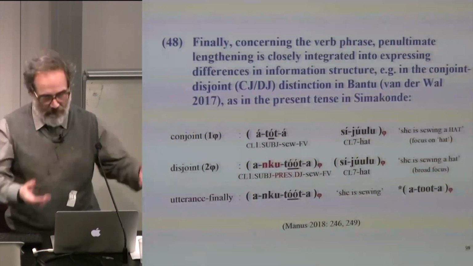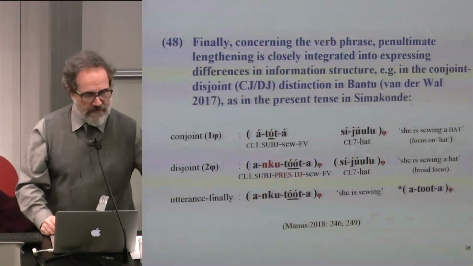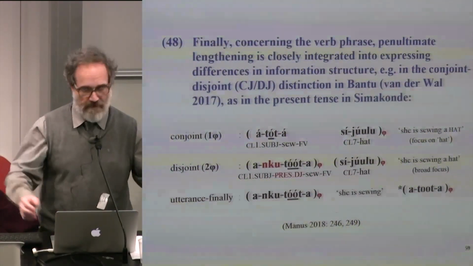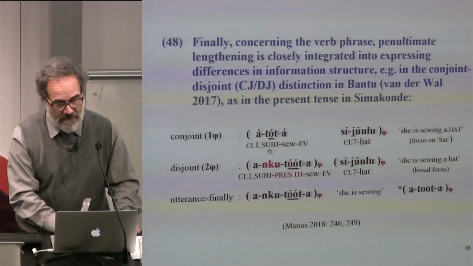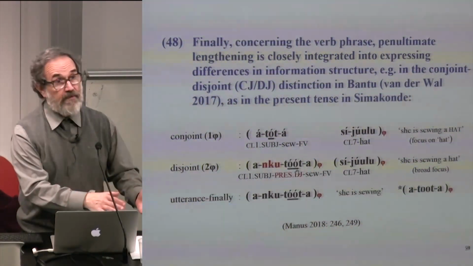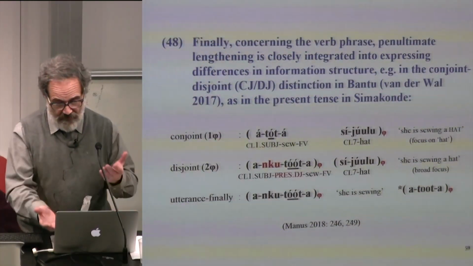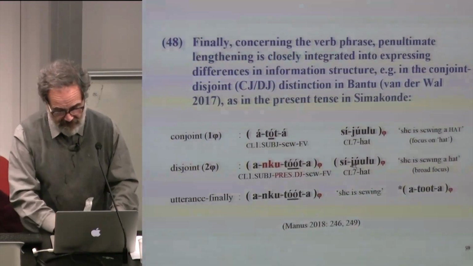Whereas the more broad focus, she's sewing a hat and then she's going to go out, that kind of thing. You get different tense marking for the present tense. You've got an nku prefix now. This is the conjoint, this is the disjoint. And this time the verb gets a long vowel. It's phrased separately when it's this more even or broad focus. And hat gets one too, so you get two long vowels in that case.